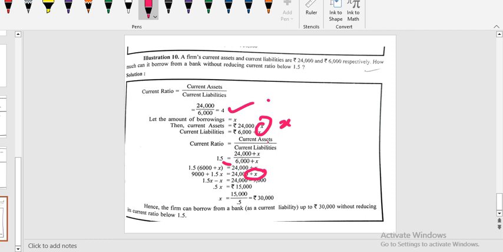In this way, you can fix this. If you borrow 30,000 rupees from the bank, your current ratio will not go below 1.5. This calculation may be useful for the bankers and especially the lending companies.